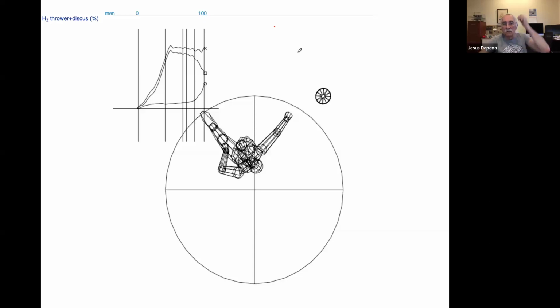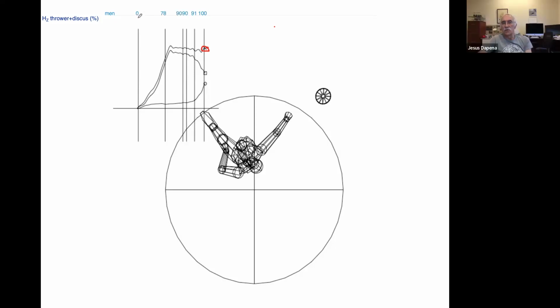Okay, so the men start at 0, obviously. You're in the back, you've gone back like this, and you stop. Before you begin, you have 0 angular momentum, and that turns at the end to 100%. 100% is the value of the angular momentum at this time. So now we'll see how that angular momentum changes through the throw.